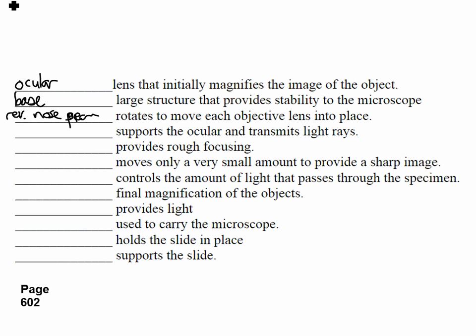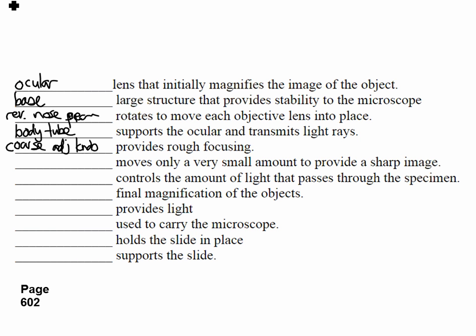What's my next one? Supports the ocular and transmits the light. It supports the ocular lens, but lets that light through. What do you think, Ryan? Body tube. Provides rough focusing. Jay? Coarse adjustment knob.